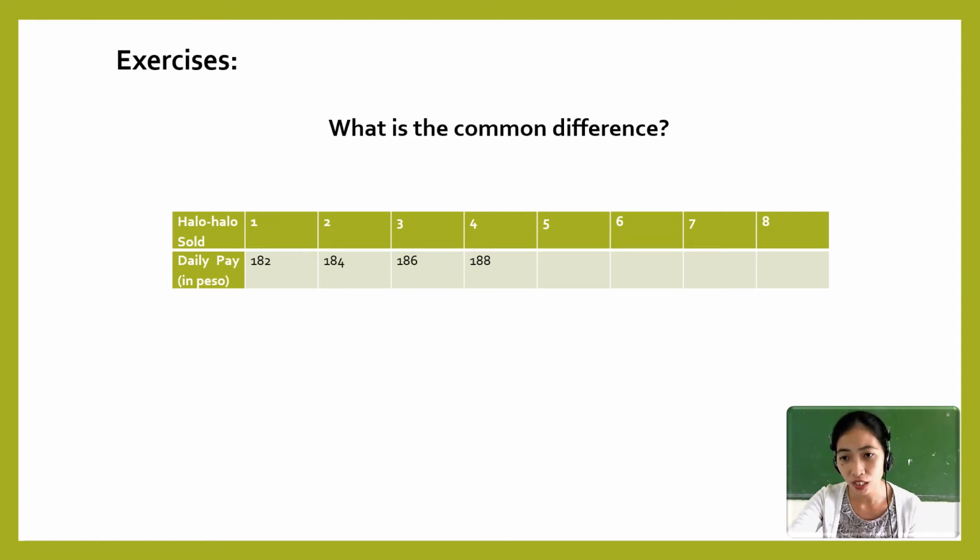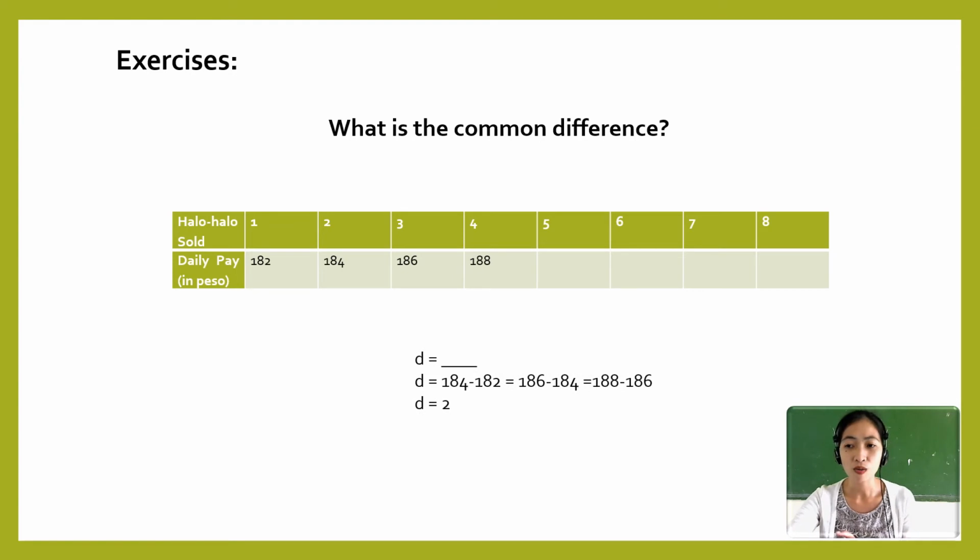So our sequence here is 182, 184, 186, 188. What is the common difference? Let's solve for the common difference by subtracting backwards. 184 minus 182 is 2. 186 minus 184 is 2. 188 minus 186 is 2. So the difference must be common.